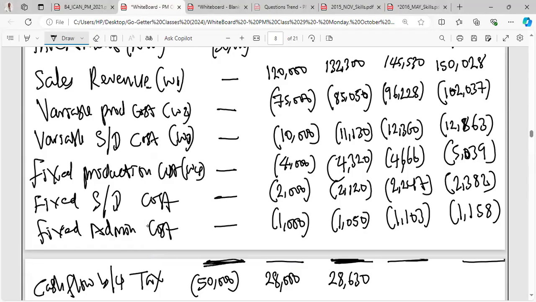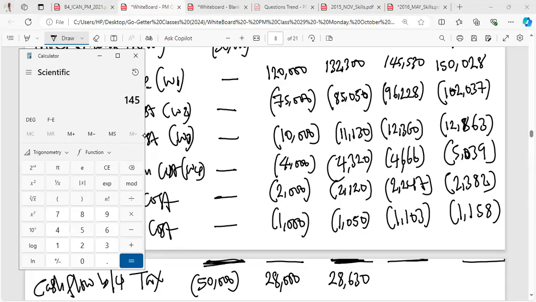Then the next one will be 145,530 minus 96,228 minus 12,360 minus 4,666 minus 2,247 minus 1,103, which is 28,926.